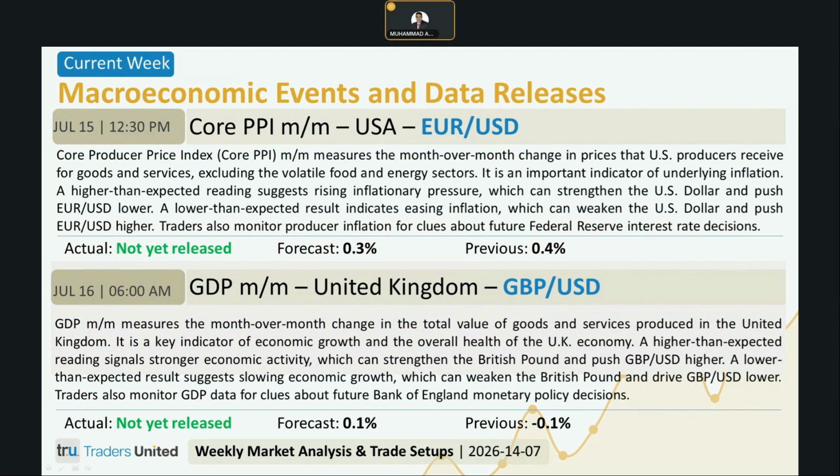A higher than expected reading suggests stronger inflationary pressure. This can strengthen the US dollar and push Euro USD lower. A lower than expected reading may weaken the dollar and lift Euro USD higher.